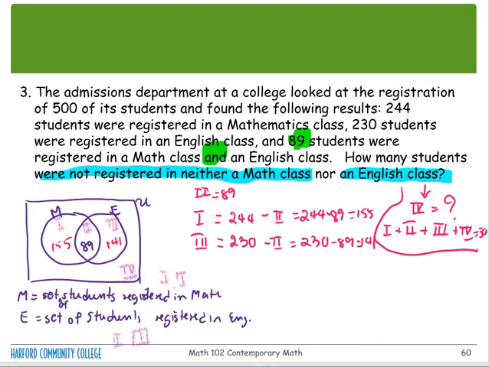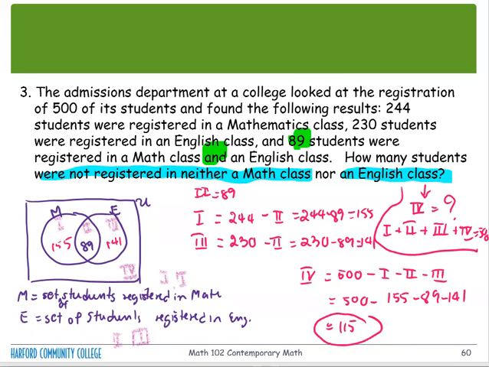So therefore, region 4 is going to be the total number of students, which is 500, minus region 1, minus region 2, minus region 3. That is 500 minus 155 minus 89 minus 141. And after we compute the number, we get that region 4 contains 115 students, which represents the number of students that were registered in neither a math class nor an English class.